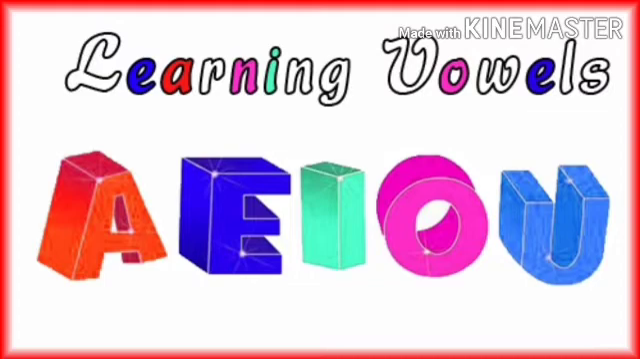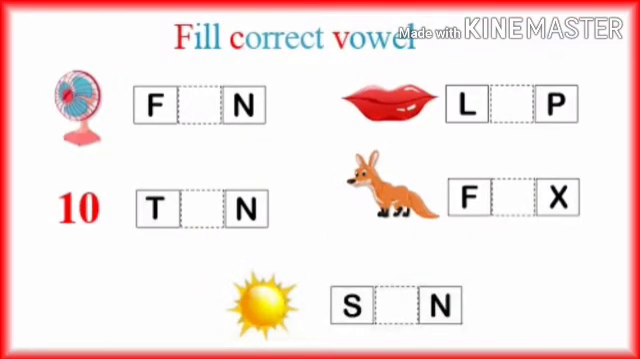A, E, I, O, U. A, E, I, O, U are short vowels that we use. Children, every word that you write has a vowel. Without vowel, we cannot write a word. A vowel is in every word that you read and write.